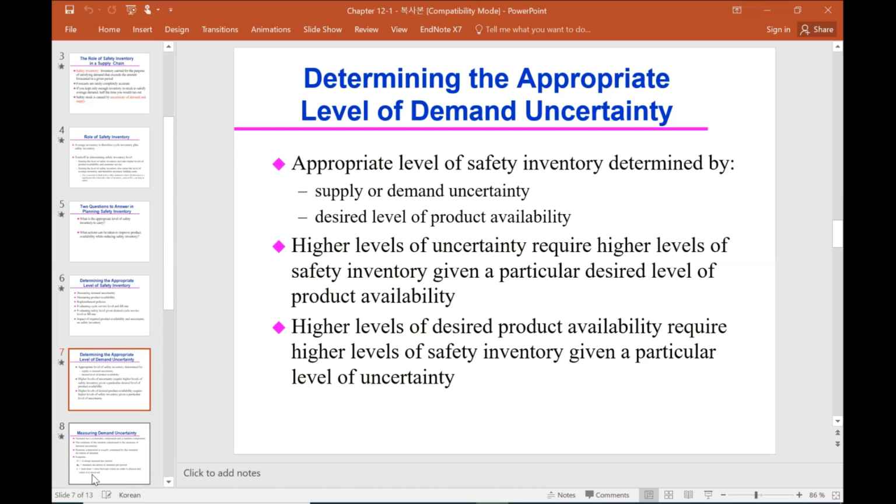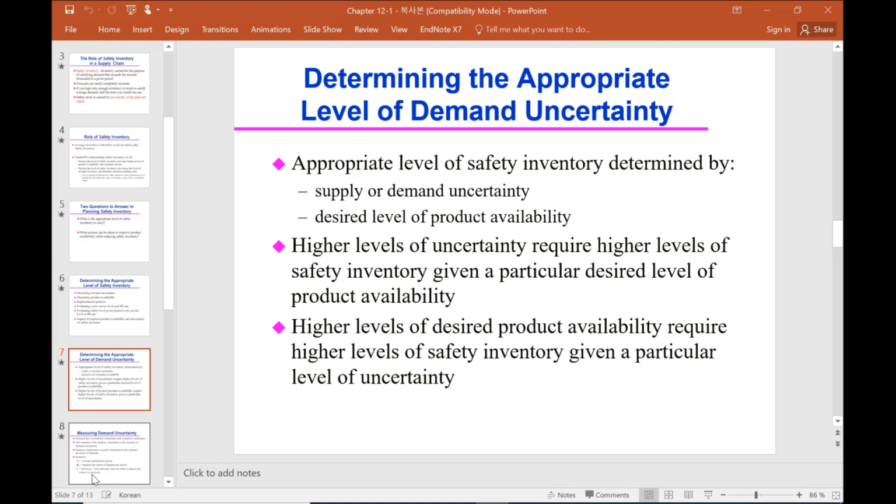So probably the better idea is, instead of 100% product availability to provide 100% good service to your customer, to save cost, I had better have less than 100%, but not so small, like 50%. But anyhow, when you decide the proper amount of safety stock, we have to consider these two things at the same time: the uncertainty in demand and supply, and also the product availability.